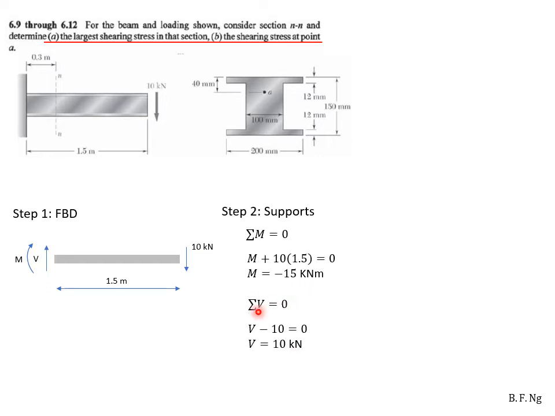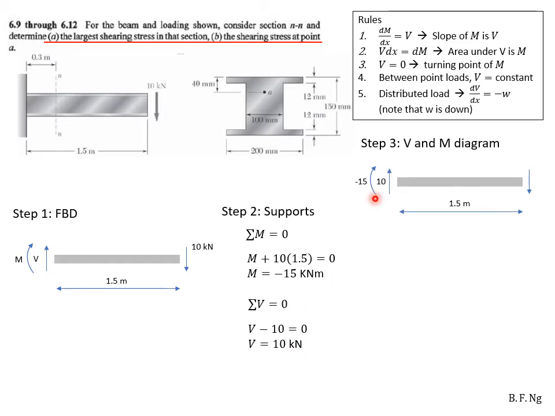We also take this summation of forces or shear to be 0, which is V minus 10. As such, V itself is equal to 10 kilonewtons. In step 3, we will draw the shear and bending moment diagram for the beam. We will follow the rules that we have seen previously.